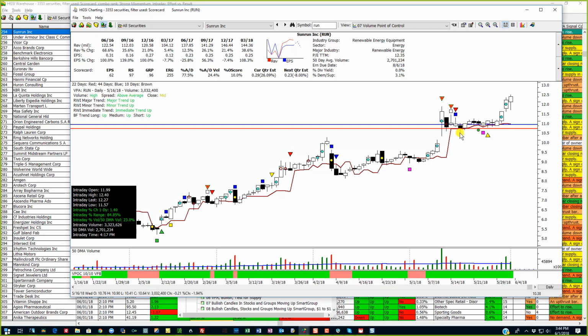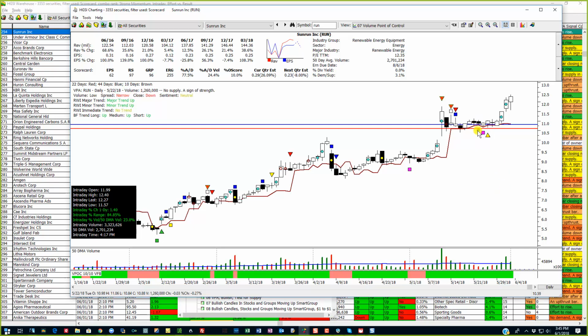Why so close? Because I figure with all of this support right in here, if this stock broke out and failed, if it got down here, I don't want to own the stock. So that's why it's tight.